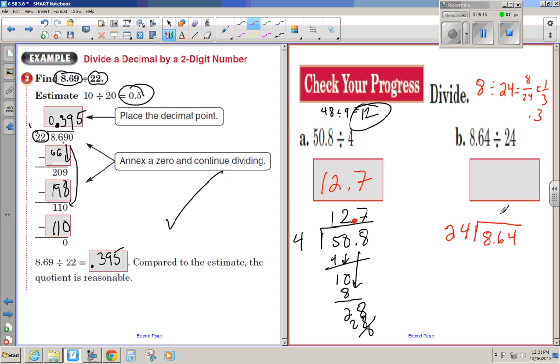24 can go into 86 3 times. 3 times 4 is 12. 3 times 2 is 6, plus 1 is 7. Let's go with 6. 6 times 4 is 24, so we carry the 2. 6 times 2 is 12, plus 2 is 14. So my answer is 0.36, which is very, very close to my estimation.